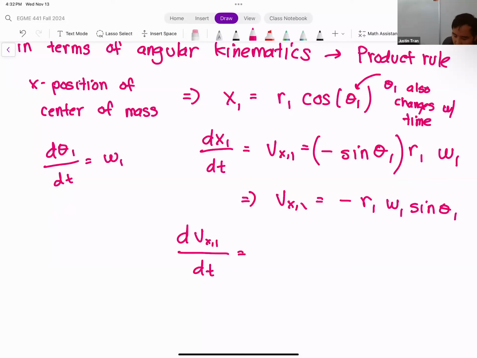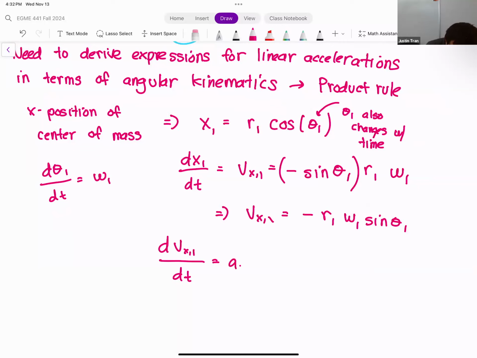So let's take derivative of Vx1 with respect to t. So derivative of velocity is going to give us linear acceleration, ax. That's exactly what we want. So that's good. And so now we're going to take the derivative of this quantity right here. Now this is where product rule comes into play because we have derivative of R1. R1 is just constant, so that one is just along for the ride. And then omega 1 multiplied by sine of theta 1.